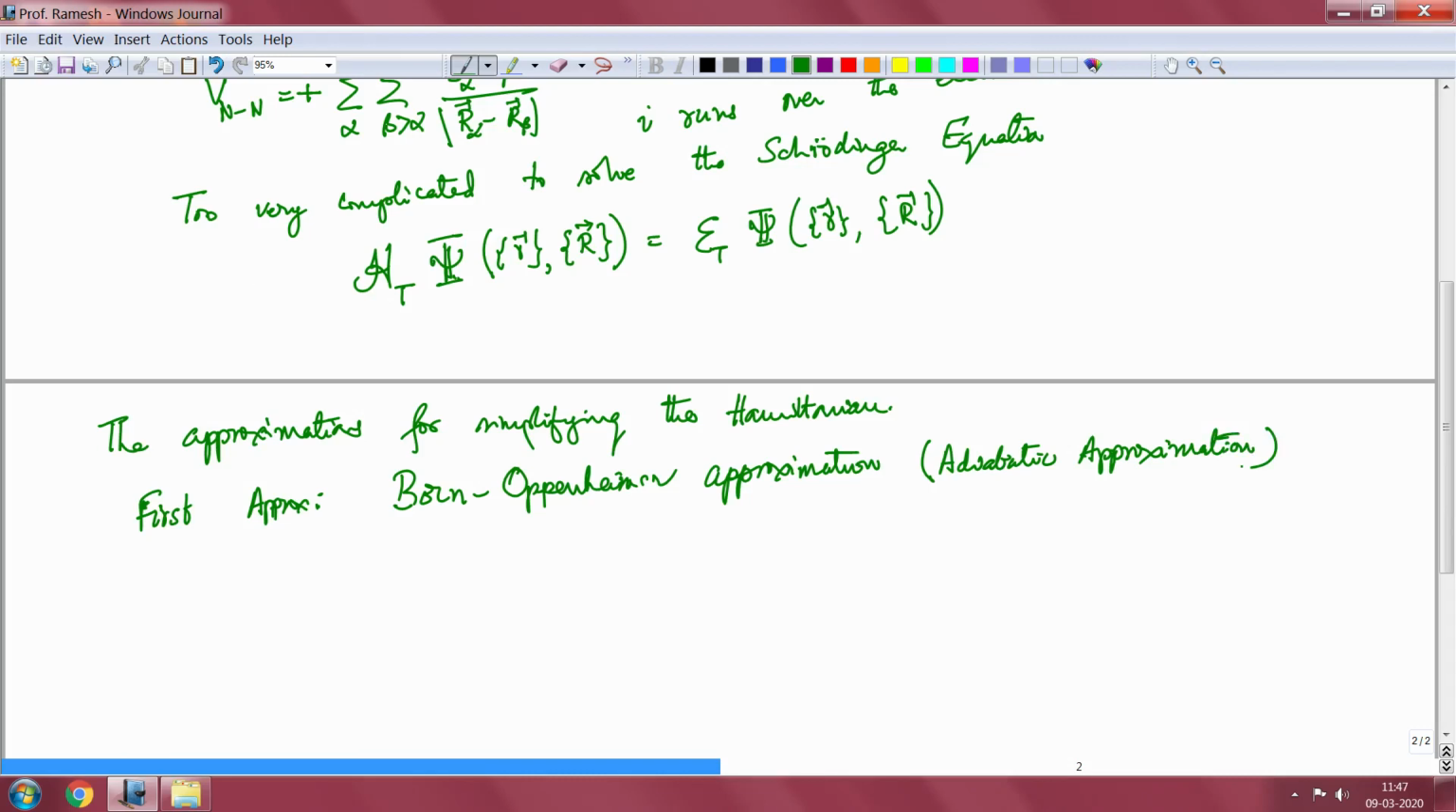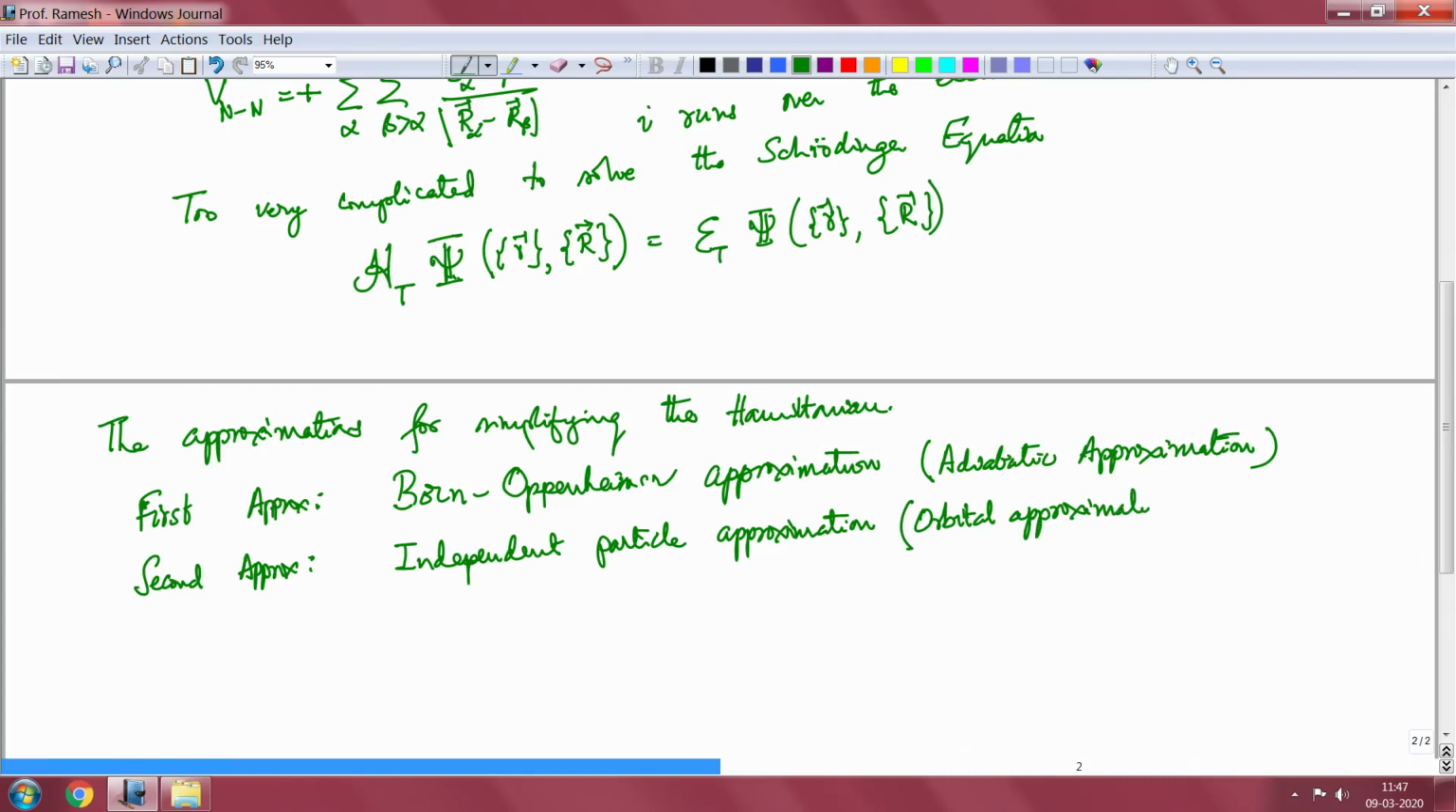The second approximation that one does is what is called the independent particle approximation. You can also call it the orbital approximation. That is the independent orbital approximation. Well, in the Born-Oppenheimer approximation, what one does is the following.